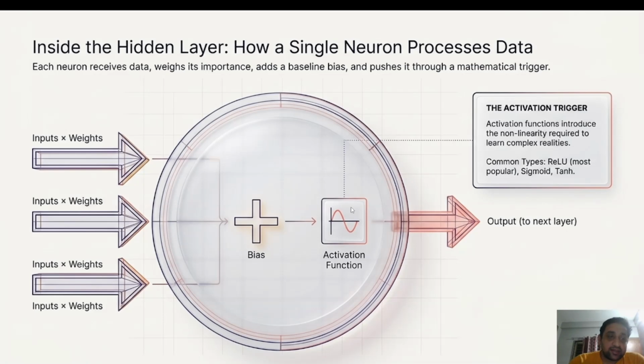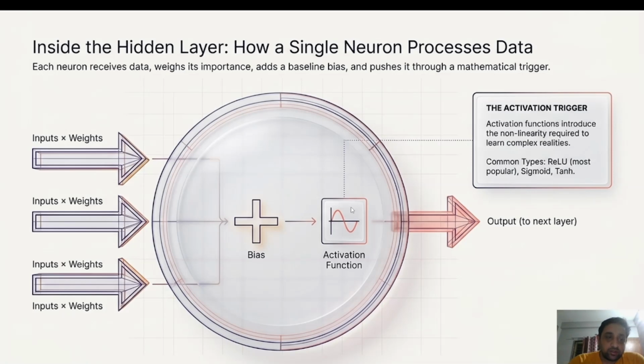Without this, the entire network would just be doing boring linear math, incapable of learning complex curved real world patterns. The activation function introduces non-linearity. Step 4: send output. The result gets passed to the next layer.